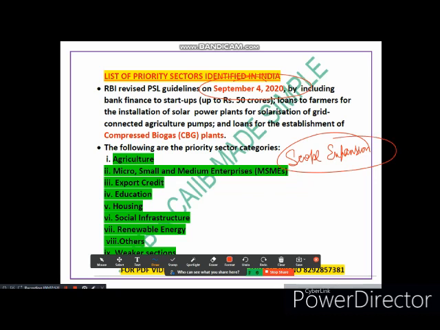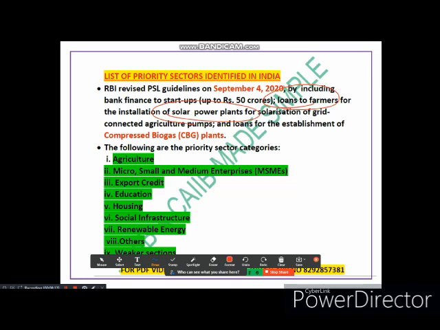For example, banks are now allowed to provide financial support to startup companies, up to 50 crore. This helps promote entrepreneurship and supports the growth of new businesses. Also, loans can now be given to farmers to install solar power plants. So loan to farmers for installation of solar power plant, right?